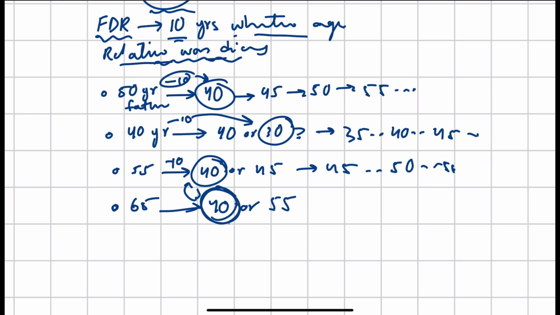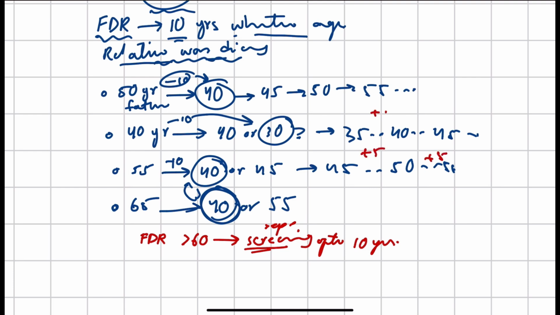But here is a rule: if you have a first degree relative whose age is greater than 60, then we do the repeated screening, not the first screening, after every 10 years. Before, we were doing it after 5, then 5, then 5, then 5. But here we will do the screening after 50, and then plus 10, 60, and then plus 10, 70.